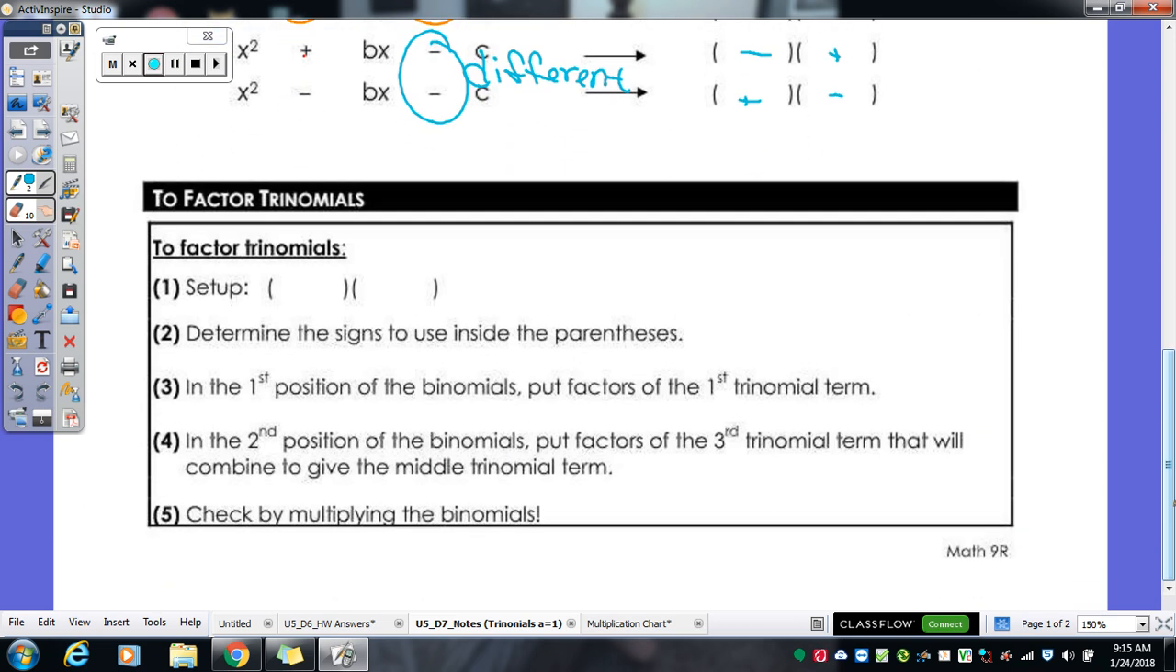So when we're factoring our trinomials, we've got our directions down there. You're going to first set up two sets of parentheses. With our GCF, we only had one set of parentheses, but with our trinomials, we're always going to have two sets of parentheses. You're going to determine your signs, whether they're going to be the same or different. And then you're going to figure out what multiplies to give you the first term, what multiplies to give you the last term. And again, you use your middle term to check.